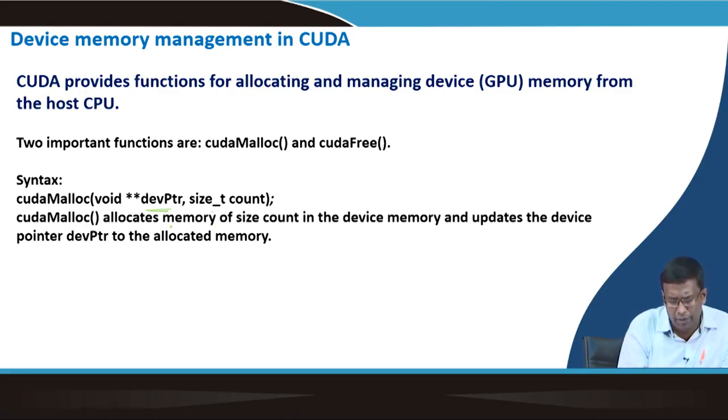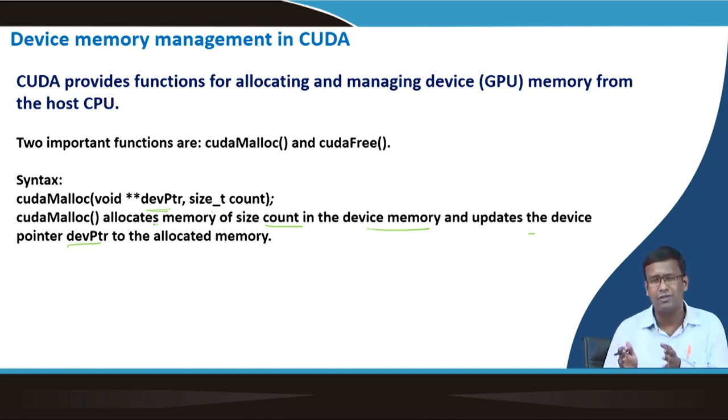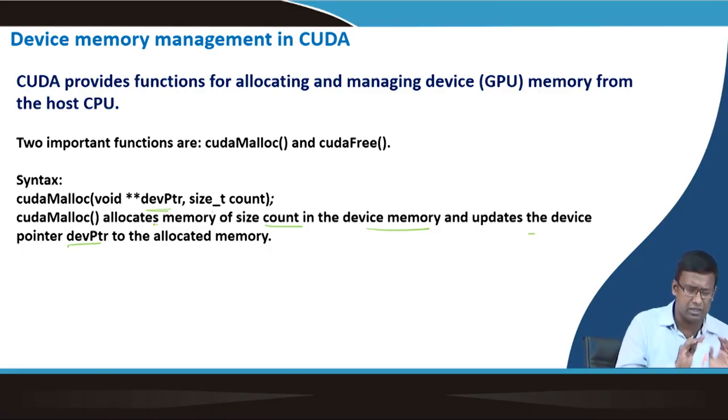It allocates a memory of size count in the device memory and updates the device pointer location with that allocated memory. So, it allocates a memory space in the device memory. CUDA malloc allocates a memory in the GPU's RAM. Sorry, CUDA malloc is executed by the CPU, but it allocates in the GPU RAM.